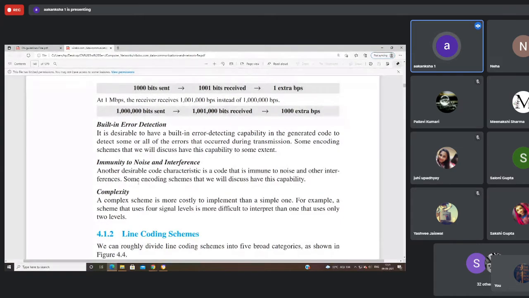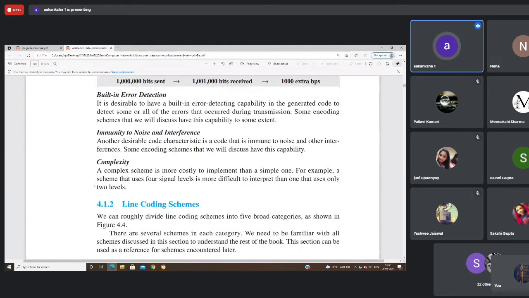Then the next characteristic of a digital signal should be immunity to noise and interference. A desirable characteristic for any digital code is that it should be immune to noise and other interferences, and this we'll discuss side by side when we discuss the streams.